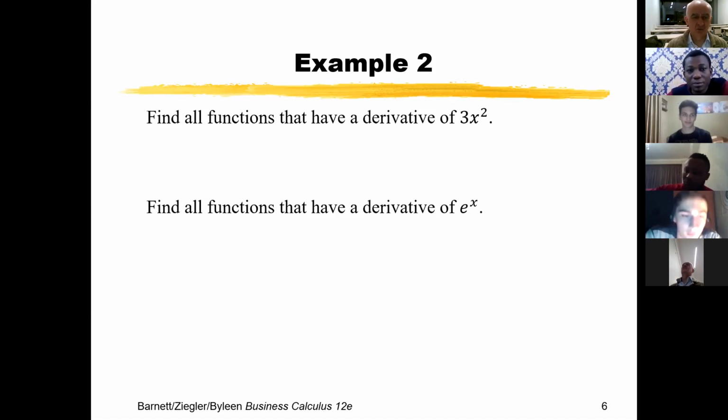Okay. So, what is your answer for the first function? Find all functions that have a derivative of 3x squared. Find all functions that have this derivative.